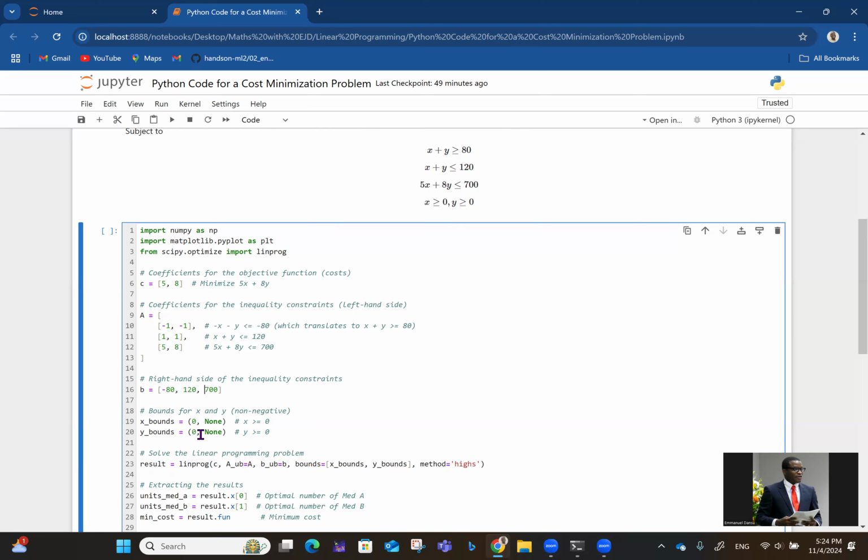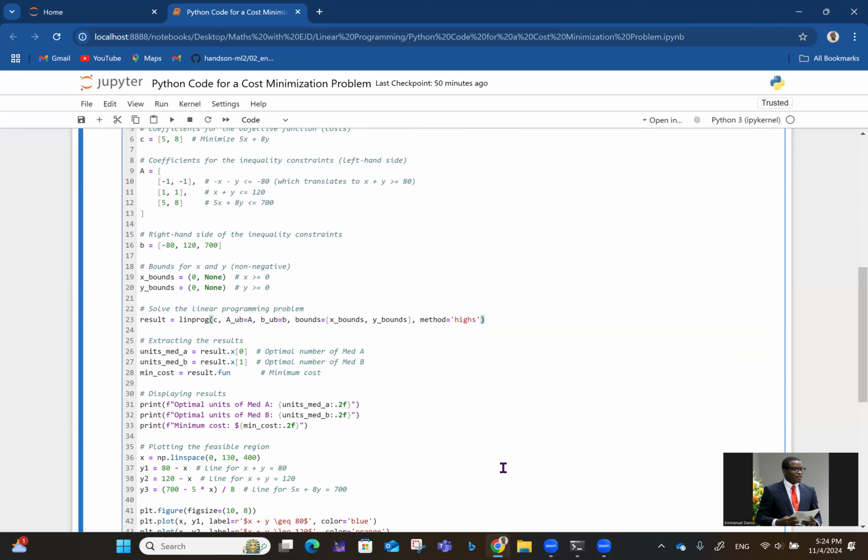So that's why the x bound is 0 to none, the y bound is also 0 to none. And in line 23, that's where you're actually doing the actual linear programming. That's where you're actually optimizing. So you throw in your C, then A underscore union B is your A here, and B underscore union B here is your B, this right hand side. And then you have the bounds, X bounds, Y bounds, and you're using the highs method for that.